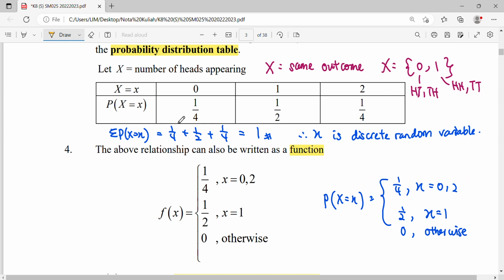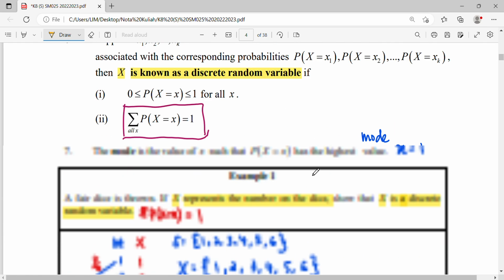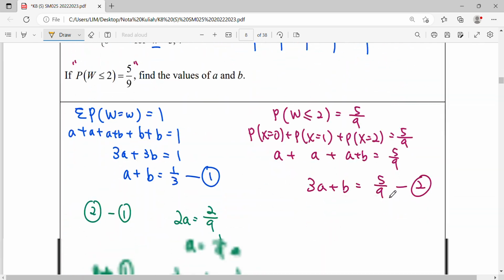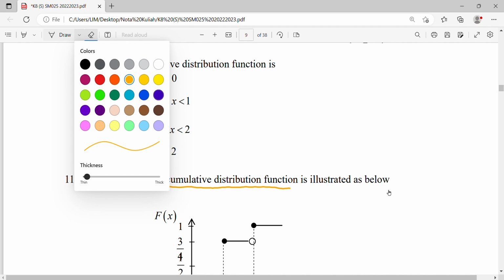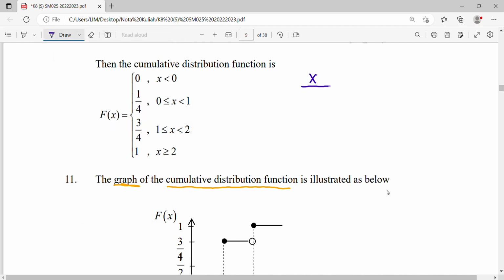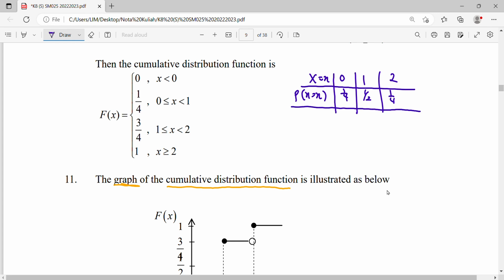So when I want to find cumulative, alright, so I take down this probability distribution table. Sekarang kita nak longkokkan. Contohnya, start from just now, you have X. Then you have 0, 1, 2. Previously is probability only. For 0, the probability 1/4, 1/2, 1/4. So now we want to calculate the cumulative distribution, their probability.